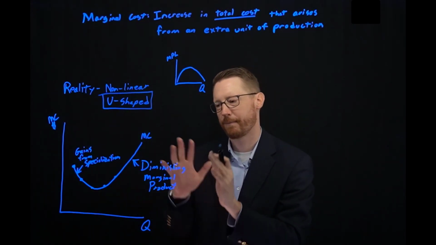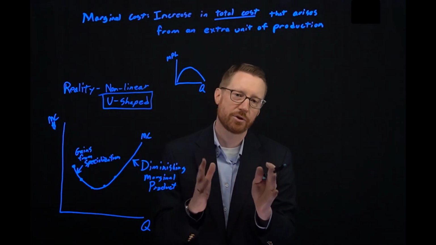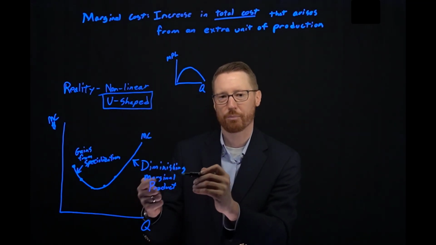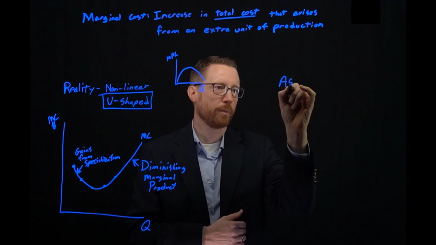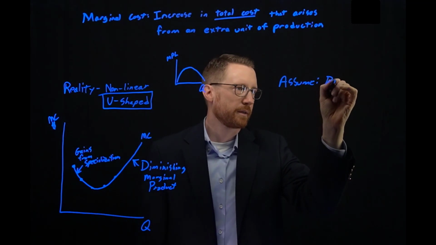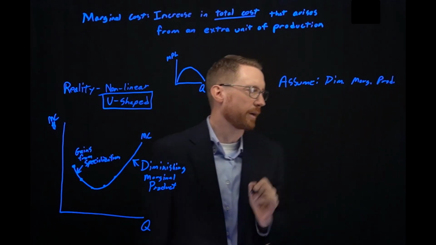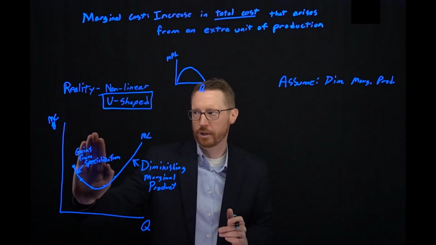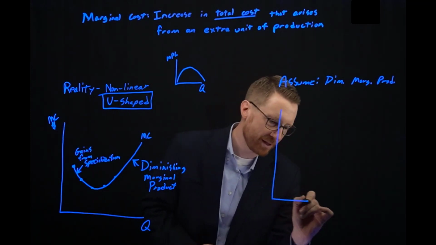Now that's a fairly complicated story to keep straight when we start laying other stuff on top of it. So we often make the assumption that we're in this diminishing marginal product phase of the marginal cost curve. So let's assume diminishing marginal product. If we just make that assumption, that means that we can ignore the left-hand piece of this marginal cost curve. So this now makes it much easier to think about.